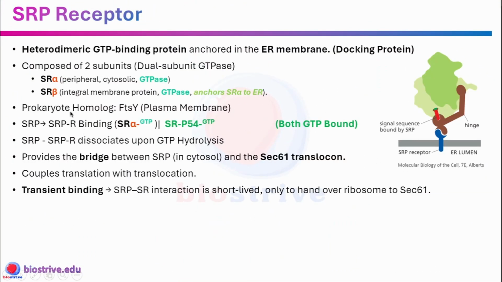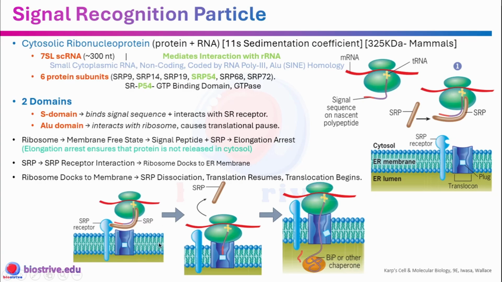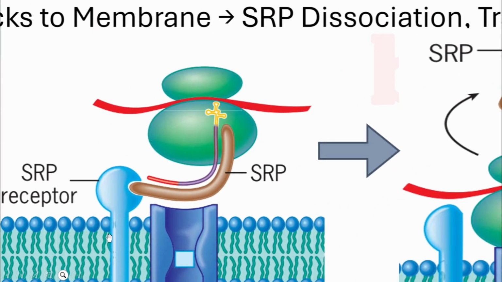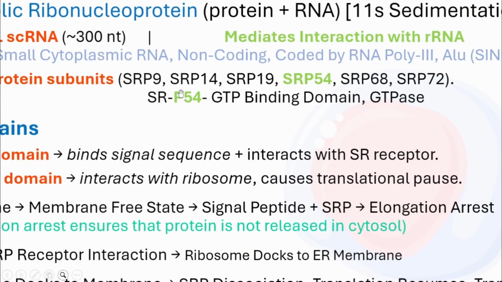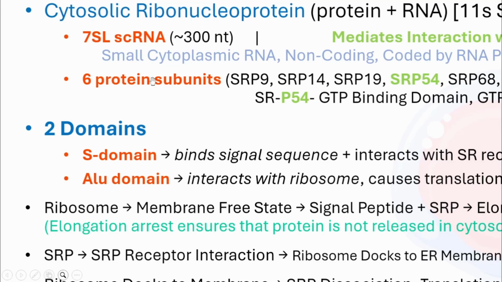The prokaryote homologue of this SRP receptor is FtsY, which is present on the plasma membrane. And for this ribosomal interaction to happen, this interaction right here, both this SRP receptor as well as the SRP ribonucleoprotein need to be in GTP bound form. This SRP receptor is bound with GTP with this alpha subunit, whereas this SRP is bound to GTP with this P54, which is a protein subunit out of 6.